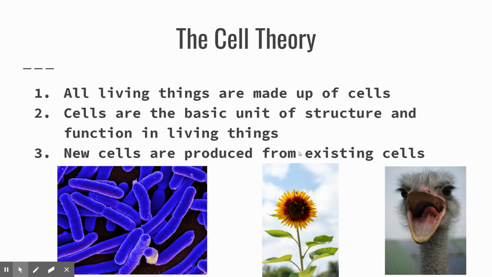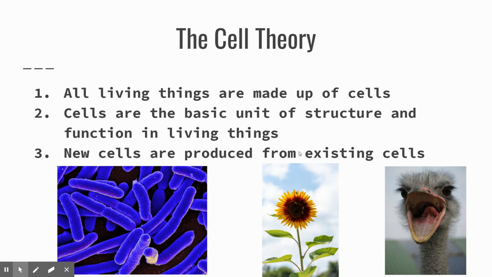Next, we'll talk about the cell theory. Here we have 3 pictures at the bottom. We'll talk about those first. On the left, we have some bacteria. Not all bacteria look like that, but bacteria can have a couple different shapes. In the center picture, we have a sunflower. And on the right picture, we have a strange-looking bird squawking at you, the ostrich.